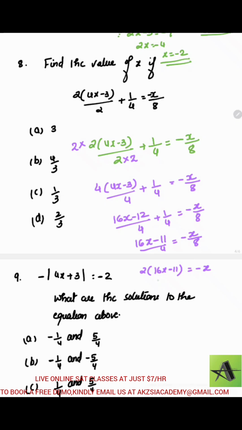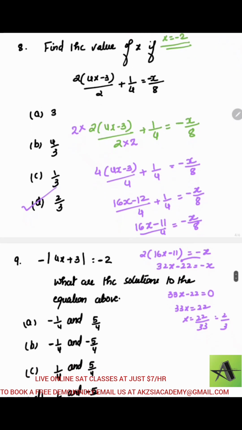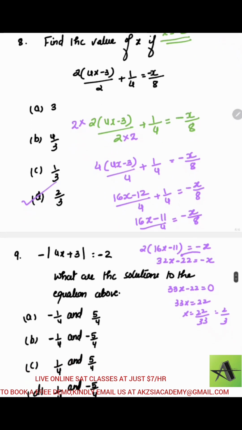Expanding this bracket, I'll get 32x minus 22 equals minus x. Bring this here, 32 plus x, because when you transpose, the sign changes. So 33x minus 22 equals 0, or 33x equals 22, and x equals 22 over 33, which will give you 2 over 3 as the answer, which is D. I just simplified it. We have already done that one. You can go back and see the theory part and you'll be able to do it very easily.